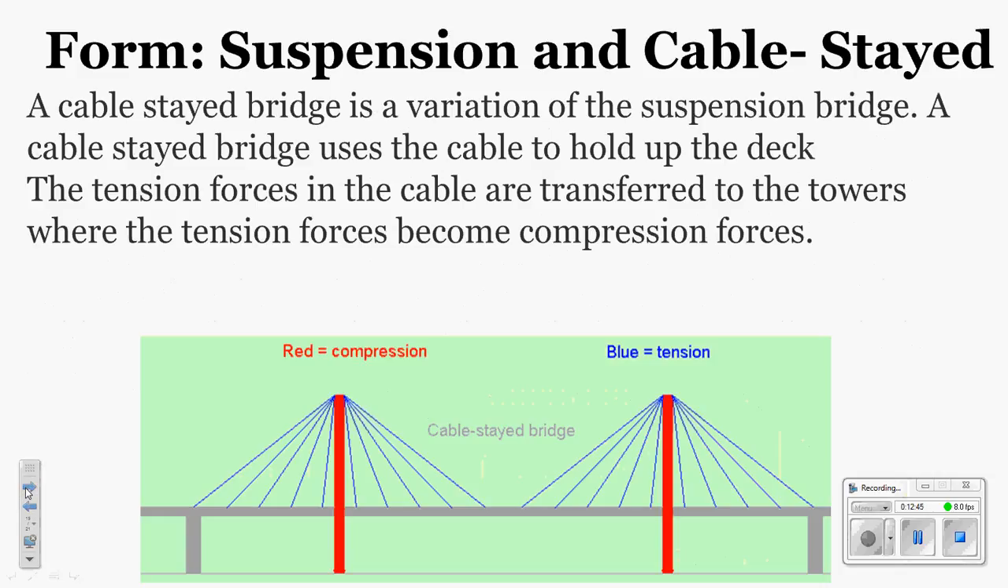Continuing on with form, a cable-stayed bridge is a variation of the suspension bridge. A cable-stayed bridge uses the cable to hold up the deck. The tension forces in the cable are transferred to the towers, where the tension forces become compression forces.